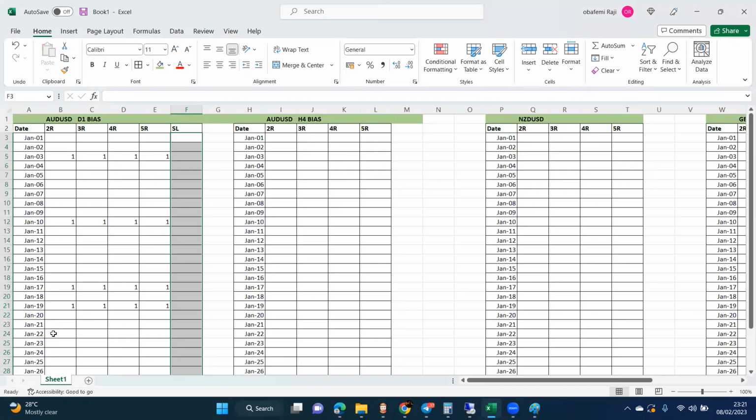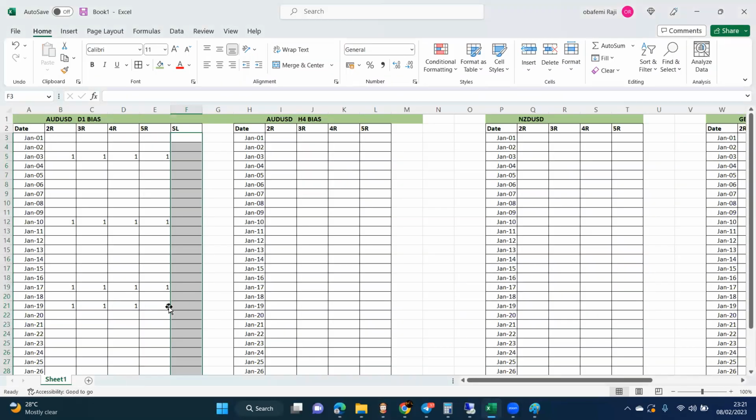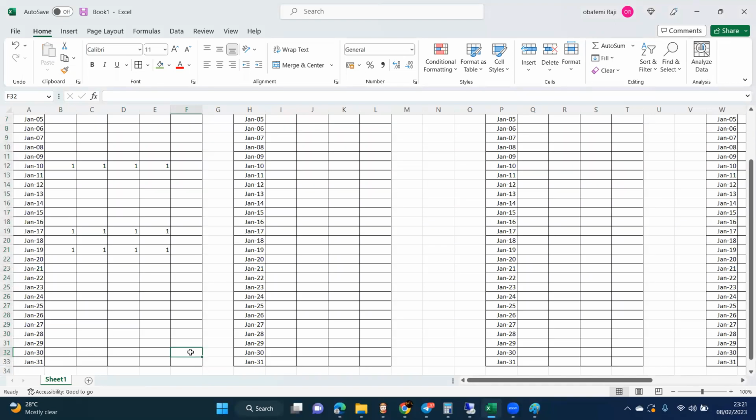So on the 30th, right? Am I right? Yeah, 30th of January. We have stop loss hit 1.